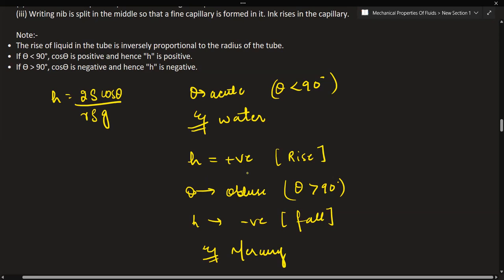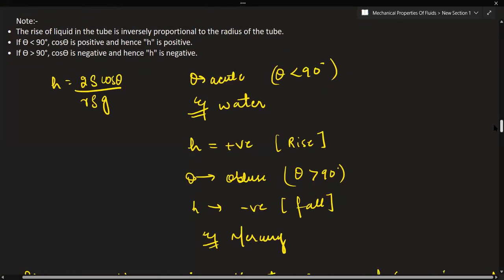And if your theta is more than 90 degrees, height from this formula will be negative. It means the liquid will fall. So for example, for acute angle it is water. Water makes an angle of less than 90 degrees between the liquid surface and the solid container. Similarly, with mercury the opposite happens.